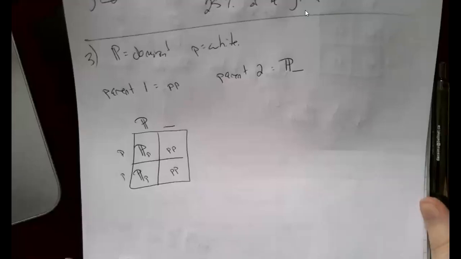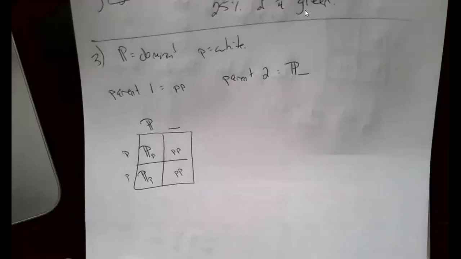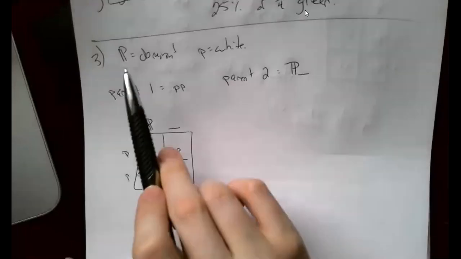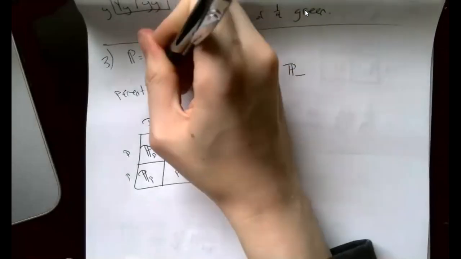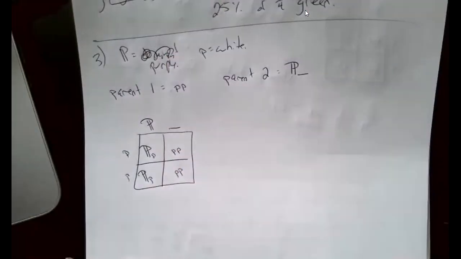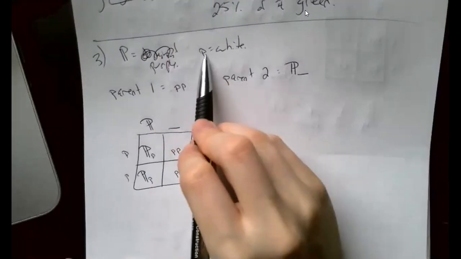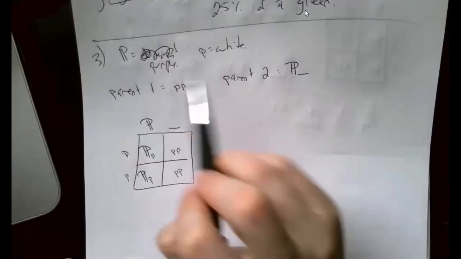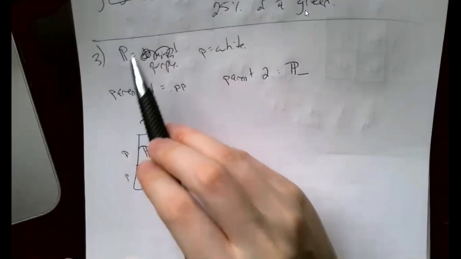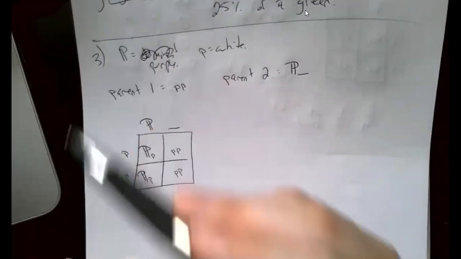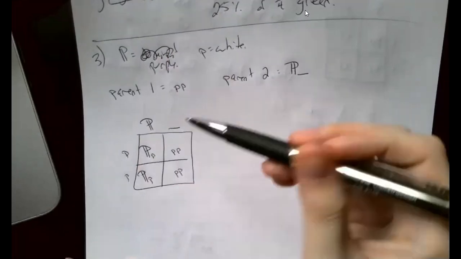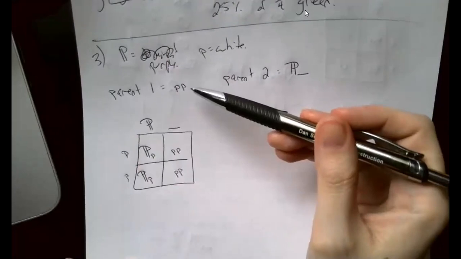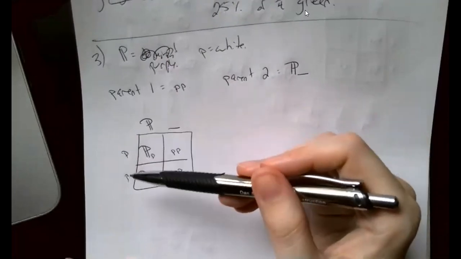Okay, number 3 is a little trickier because it's asking us to work backwards. So it says that purple flowers are dominant. Oh, that should say purple. Purple is dominant and white is recessive. Again, I have made my capital P have a double line on it so I can tell it apart from my lowercase p. And then it says parent 1 is white, which means it must be lowercase p, lowercase p. So I'll put that on the side of my Punnett square.